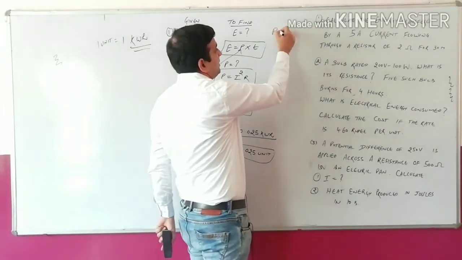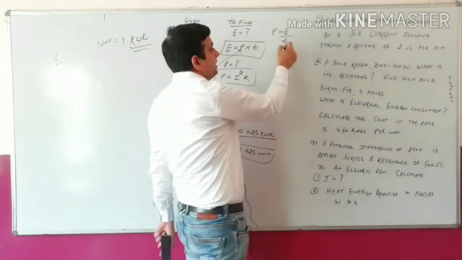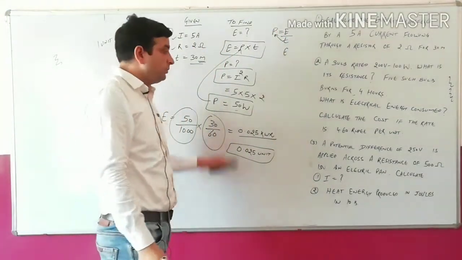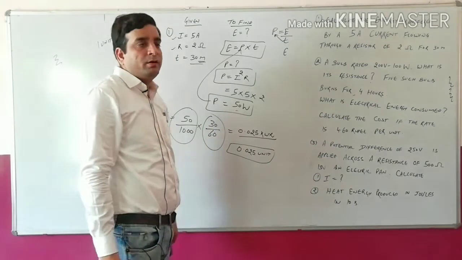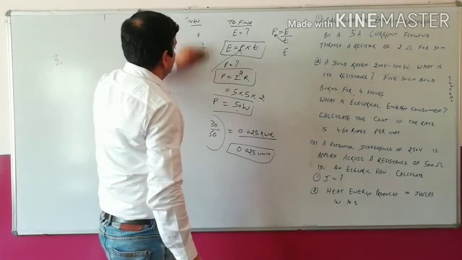And where did this formula come from? Power is the rate of consumption of energy, and energy is equal to power multiplied by time. So I hope this numerical is clear to everyone. This is the simpler numerical. Now we'll move to the second numerical.